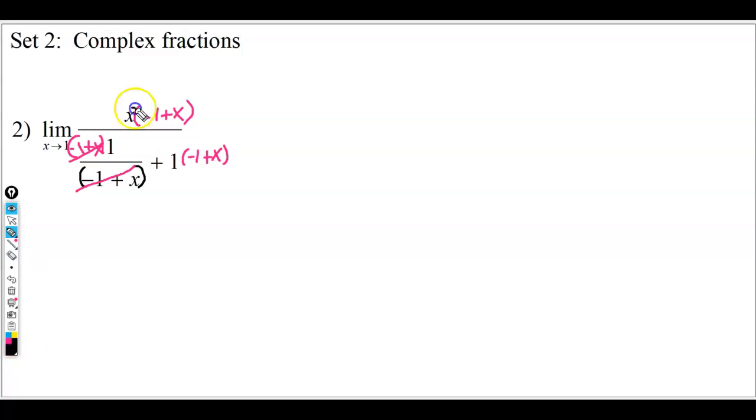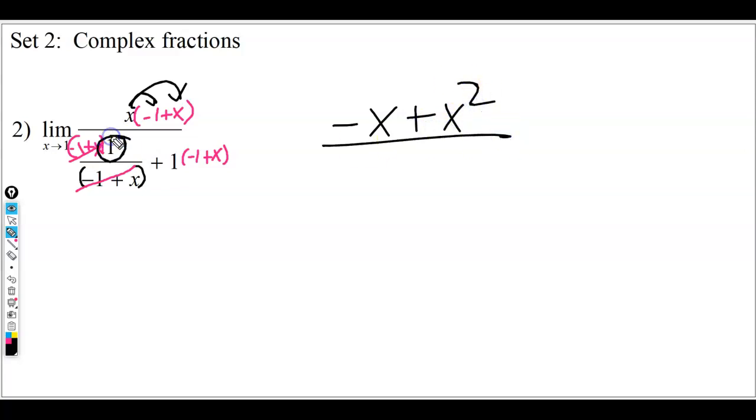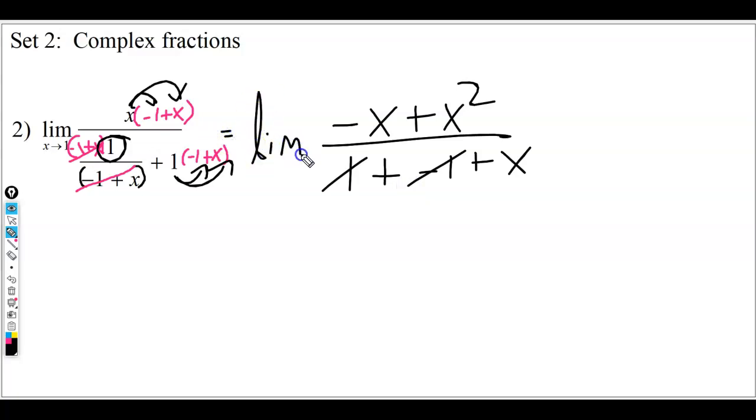On the top now, if I distribute this inside, I'm going to get -x plus x squared. And on the bottom, I'm going to have this 1 left over, plus, if I distribute the 1 here, -1 plus x. Now, these two 1s cancel, right? So now I have this.